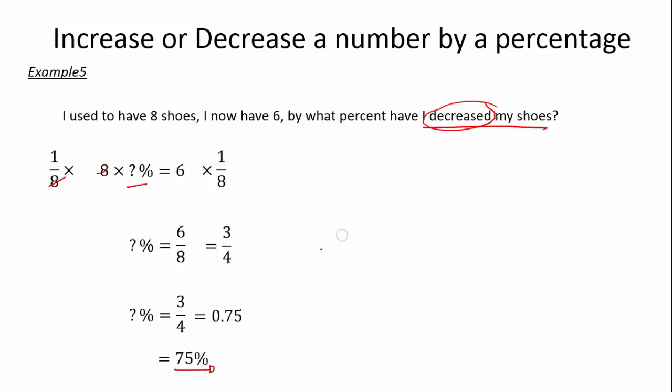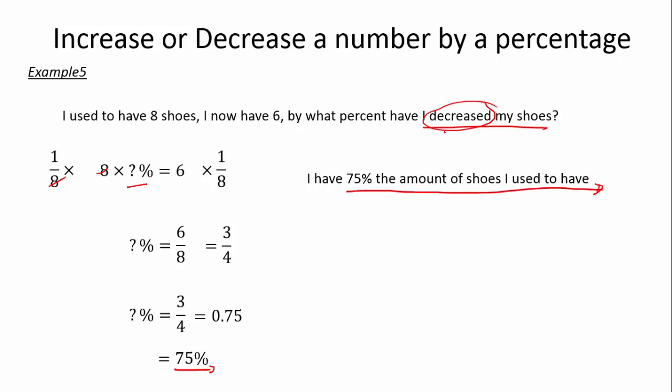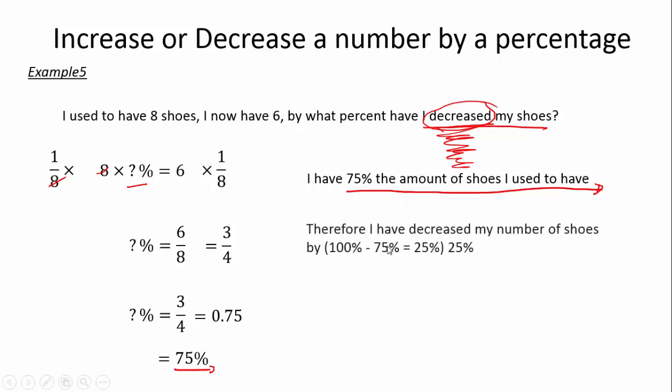But be careful here, that's not the answer. I have 75% the amount of shoes I used to have. I haven't decreased my amount of shoes by 75%. I have 75% of what I used to have. Therefore, I have decreased my number of shoes by 25%, because we simply went 100 minus 75% to give us 25%. And one last example.